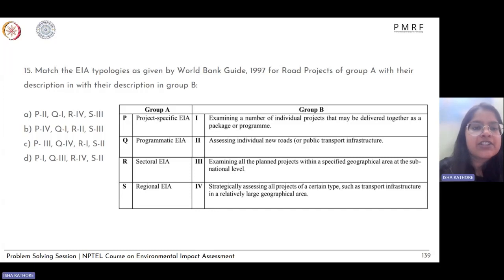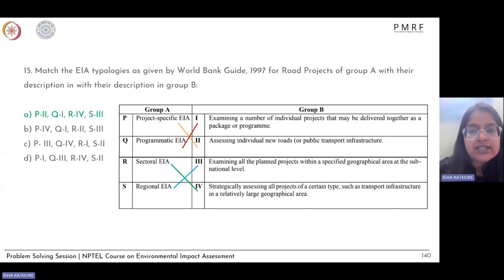Next question, match the EIA typologies as given by World Bank Guide 1997 for road projects of Group A with a description in Group B. So Group A, we have different terms, and in Group B, we have their description. So the correct answer is A. So project-specific EIA is assessing individual new roads or public transport infrastructure. So P matches with 2.